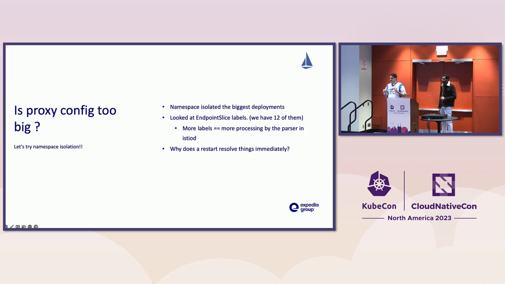This is a fun part. If you're really familiar with IstioD, you're probably already thinking this. Did you namespace isolate? Because those configs can get really, really big. No, we did not. So we started doing that.